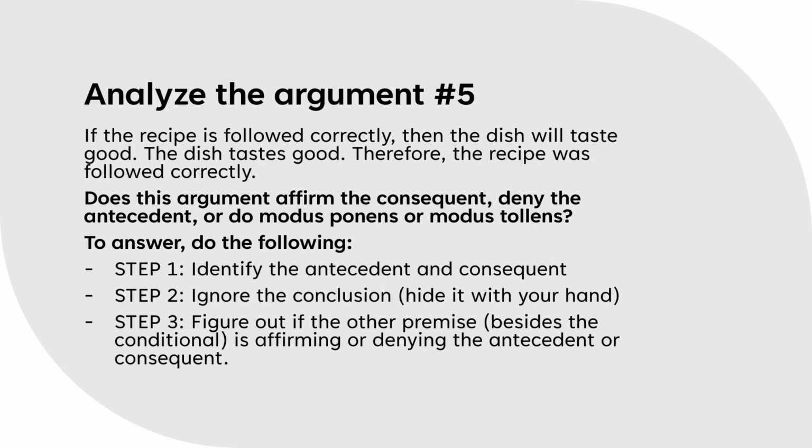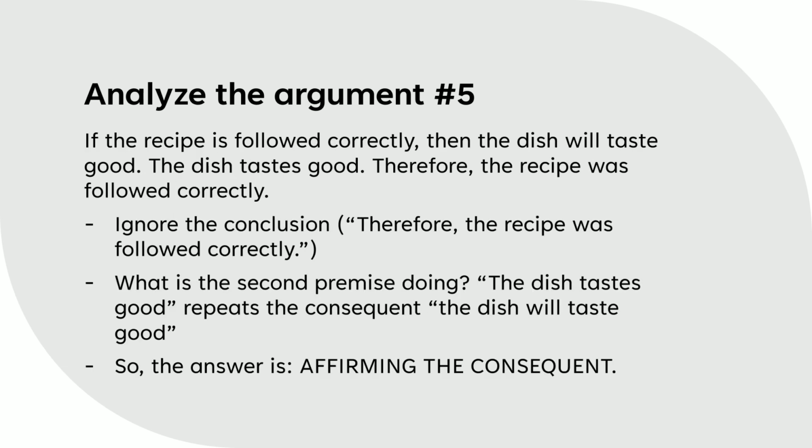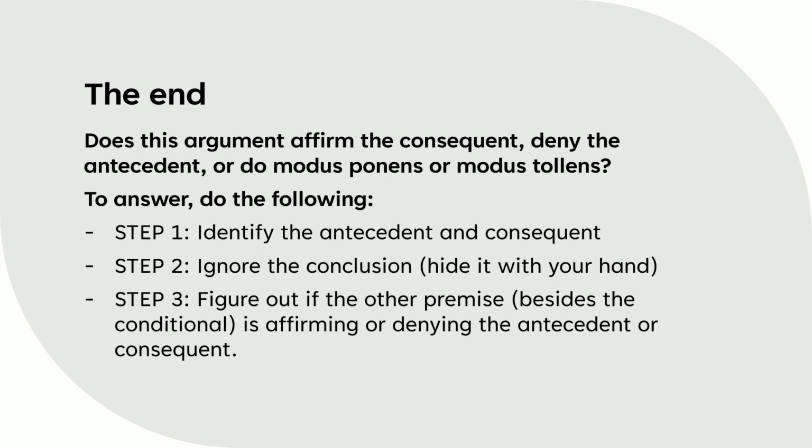But of course, you could go through this in a more stepwise fashion. You could first identify the antecedent and consequent. The antecedent is the recipe is followed correctly. The consequent is the dish will taste good. You could then ignore the conclusion, hide the conclusion from your eyes, then look at the second premise. What does it say? The dish tastes good. That seems to be just repeating the consequent. All right, so just remember, when you're doing this, here's the procedure to follow, right? So I'd recommend writing this procedure down and following it.